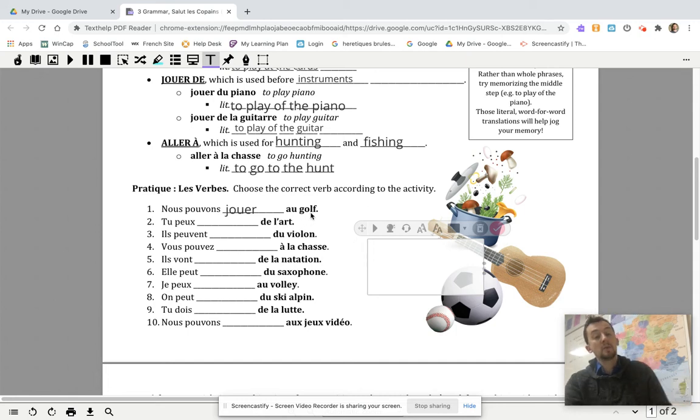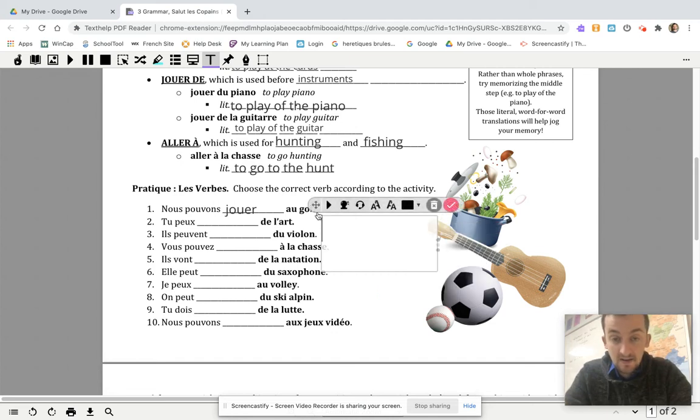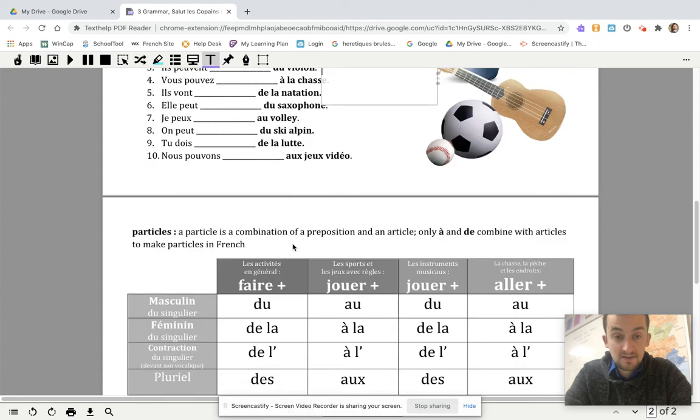So decide, are we talking about a game? Are we talking about an activity you do yourself? Are we talking about an instrument? Or is it hunting or fishing, in which case it'll be aller. Cool? So you can go ahead and do that. And then you'll check your answers in a Google form later.